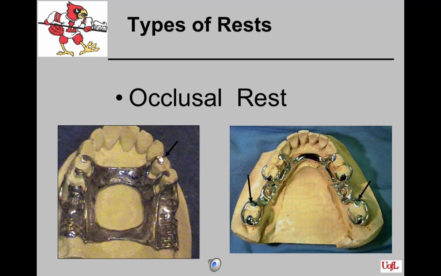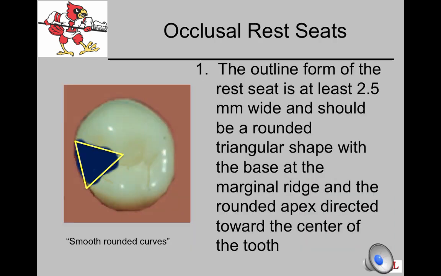Here are examples of the occlusal rest. The occlusal rest gives positive vertical support and is found on either the premolars or the molars. The outline form of the occlusal rest seat is a rounded triangular shape with the base at the marginal ridge and the rounded apex directed toward the center of the tooth. It is approximately 2.5 millimeters in width.